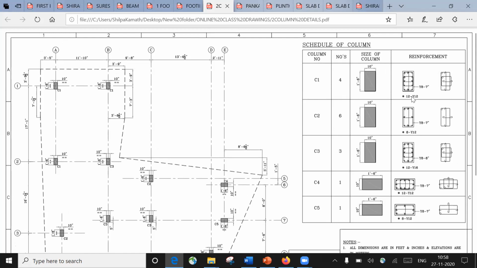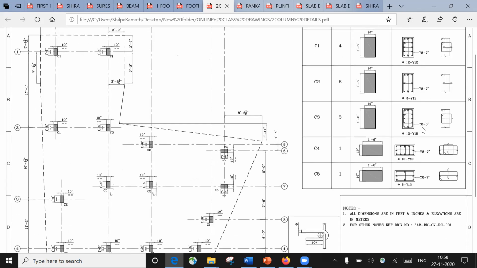Along with that, how many bars you have to use in that particular column. You need to use 12 diameter 8 bars, longitudinal bar, 16 diameter 12 bars, 12 diameter 12 bars. All these things will be mentioned here. Along with that, what lateral ties you need to use, and which diameter of lateral ties, that is mentioned here. This represents you have to use 8 mm lateral ties, and the center to center spacing is 7 inches. 7 inches comes out to be 175 mm.